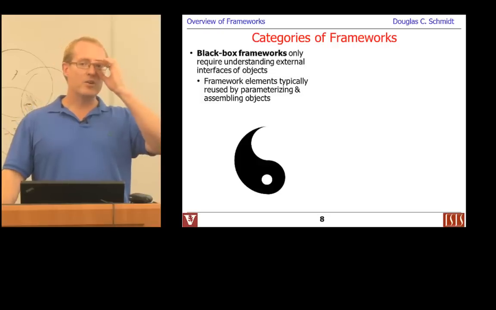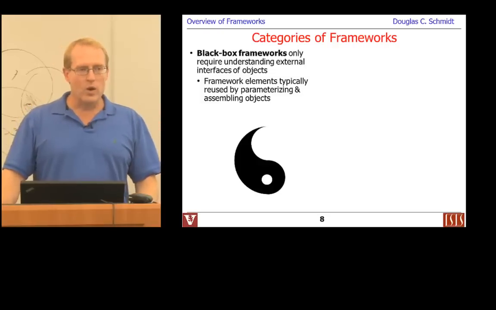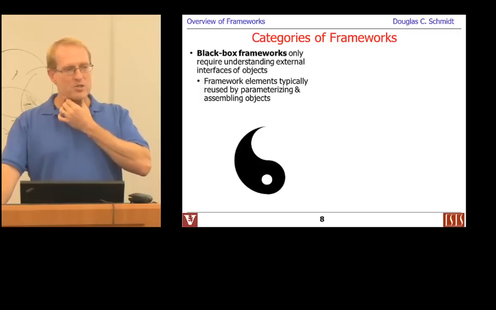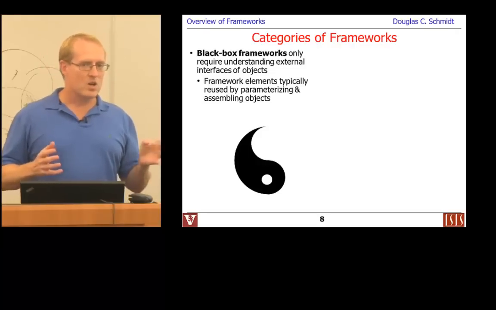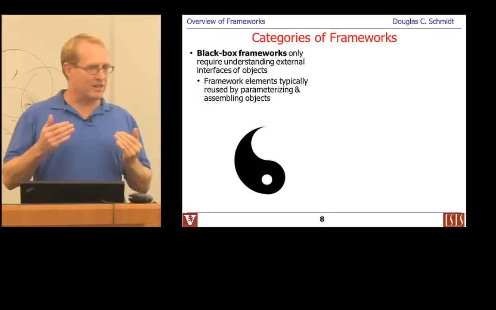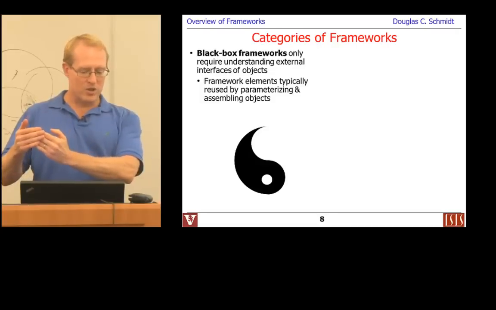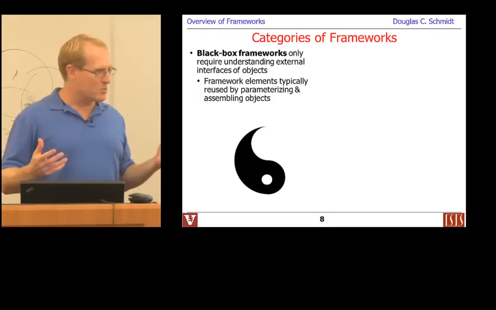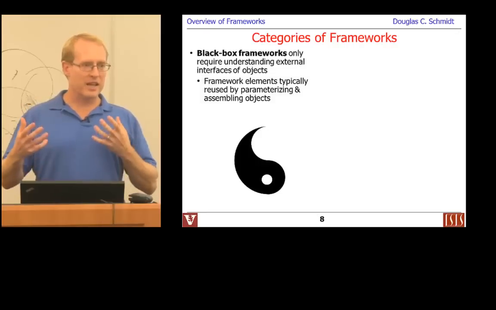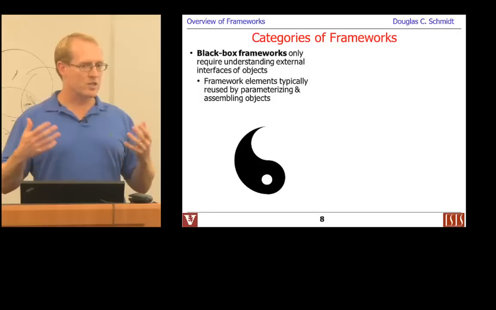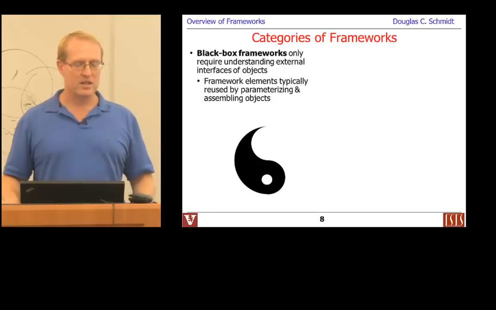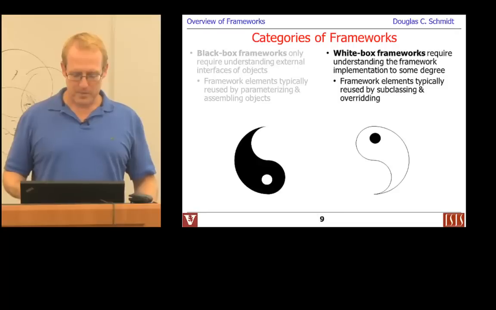There's a couple different categories of frameworks. One kind of framework is called a black box framework. Black box frameworks only require an understanding of the external interfaces of objects or classes. So you can use them without really having deep knowledge of how things work under the hood. And you typically use black box frameworks by assembling and parameterizing objects using composition or some other means to bring things together and assemble them.